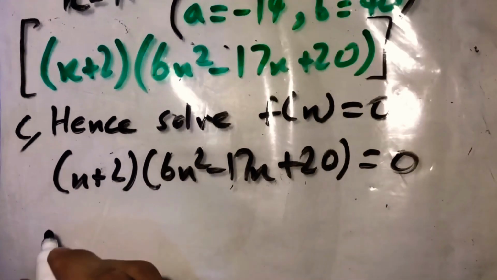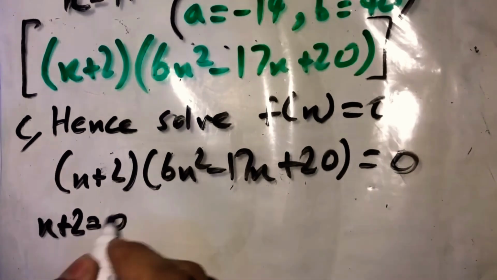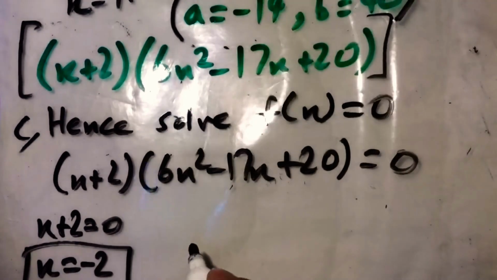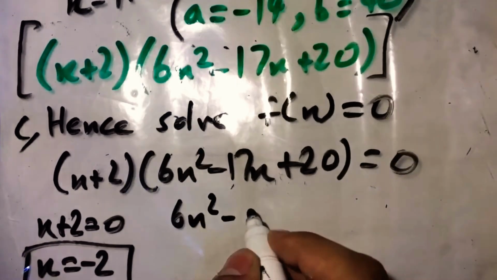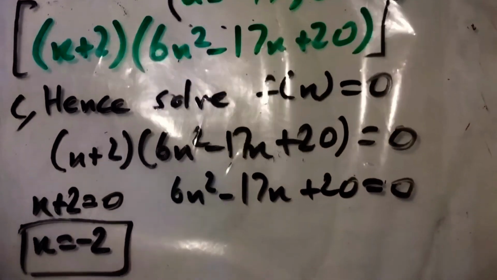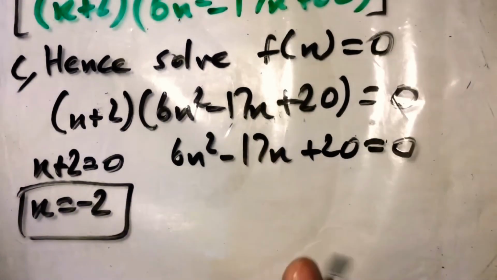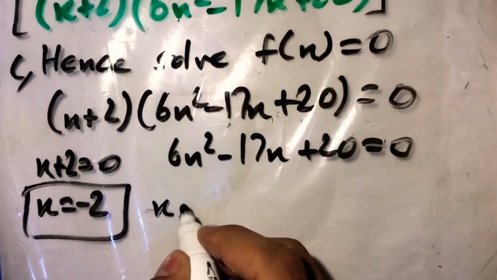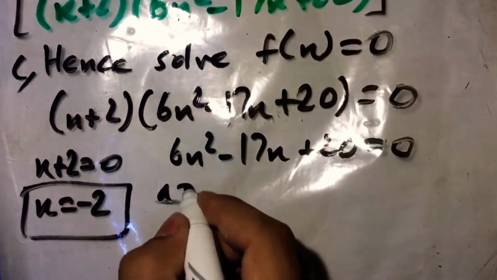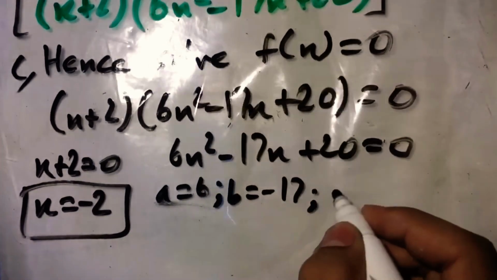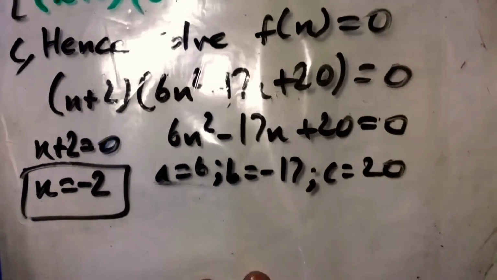So x plus 2 equals to 0. X is equals to minus 2. That is one value. Then 6x square minus 17x plus 20 equals to 0. We'll solve this using the quadratic formula. So a equals to 6, b equals to minus 17, c equals to 20.